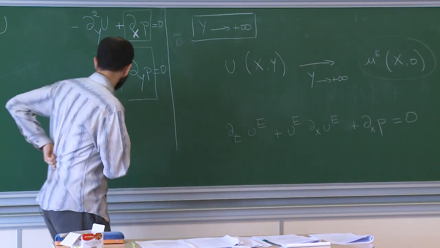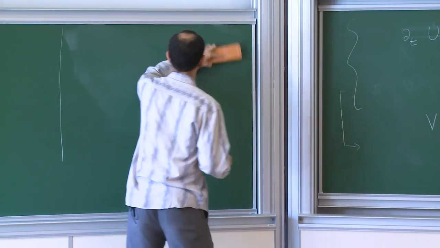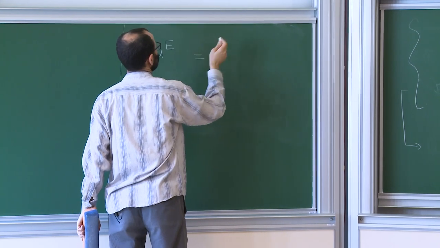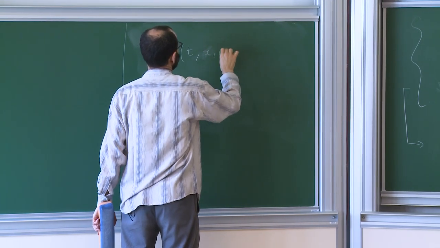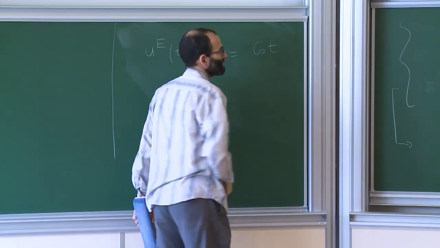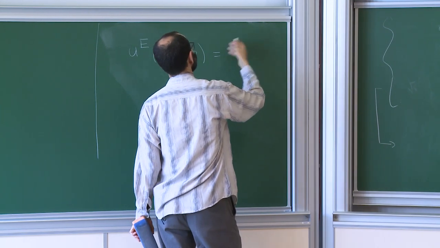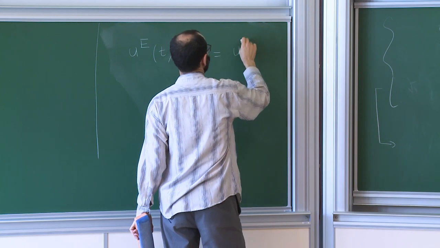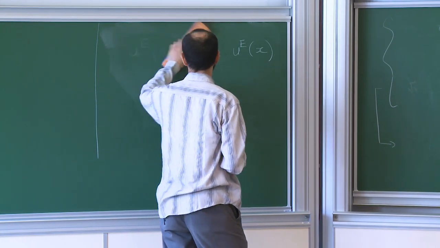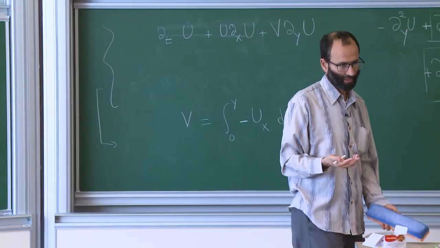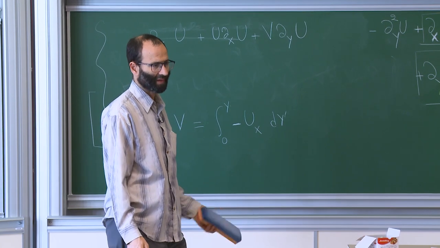So there are different cases. I can take U Euler of t, x, 0 to be a constant, in which case there's no pressure. The pressure will be zero. Or some other cases are, let's say, some linear dependence or just U^E of x, in which case you get a pressure. But somehow the difficulties are the same. So if you want to simplify things, you say, let me take it to be zero, and then you don't even have the pressure.